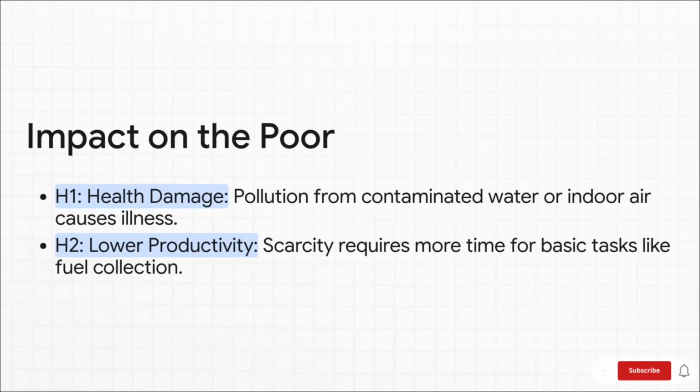So the key takeaway here is that this isn't just theory. Environmental damage slams the poor the hardest in two very real ways. First, H1, it wrecks their health. We're talking about things like polluted water or breathing in smoke from cooking fires all day. Second, H2, it crushes their productivity. I mean, if you have to walk for hours just to find firewood, that's hours you're not earning a living or taking care of your family.